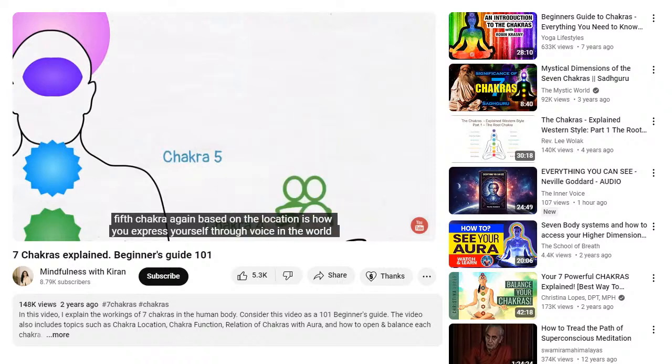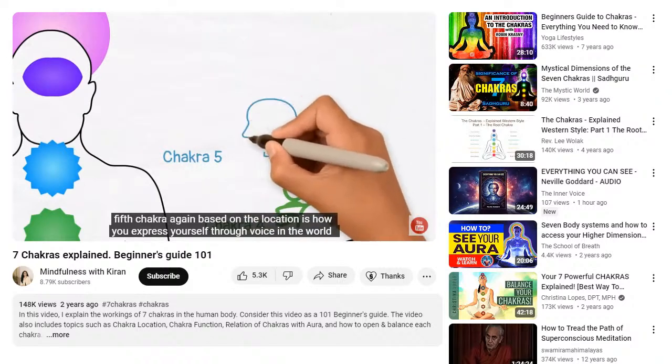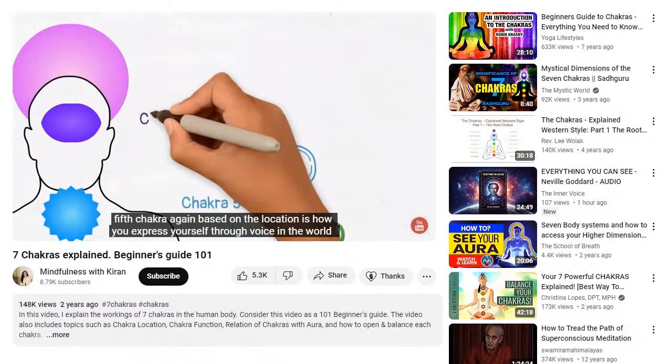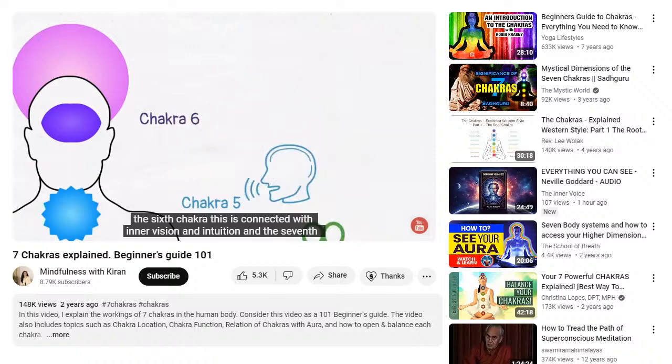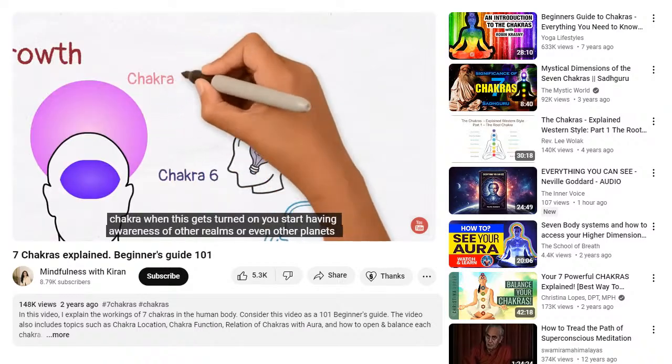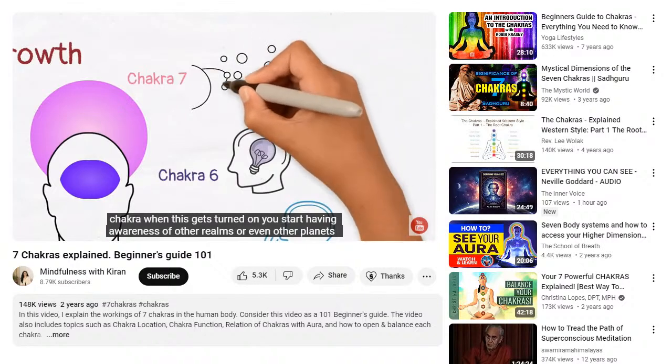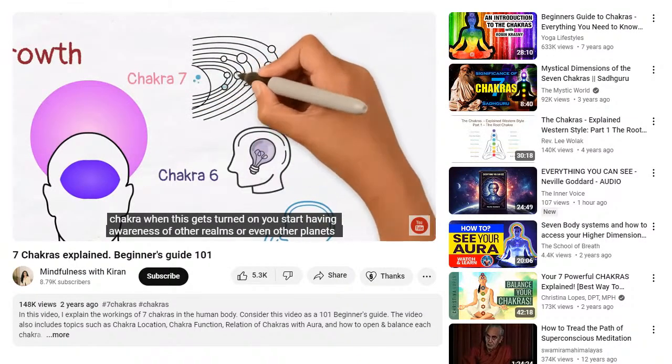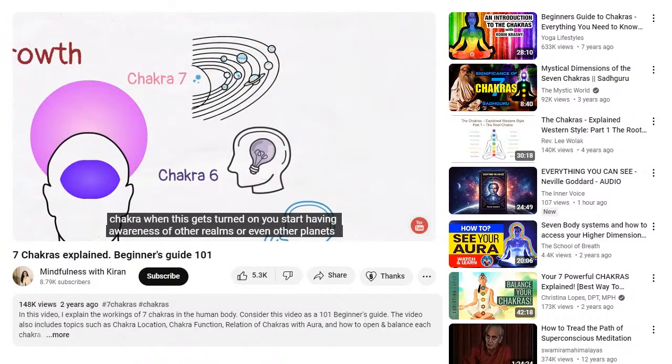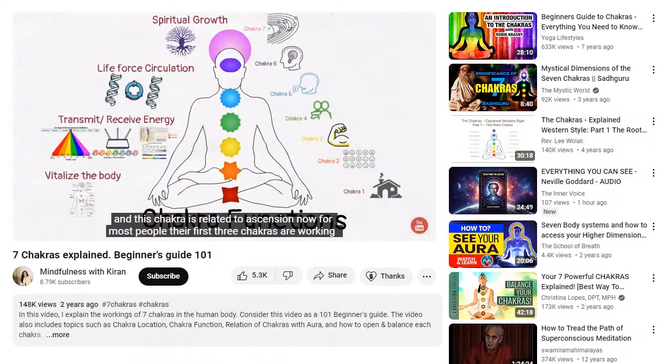Fifth chakra, again based on the location, is how you express yourself through voice in the world. The sixth chakra is connected with inner vision and intuition. And the seventh chakra, when this gets turned on, you start having awareness of other realms or even other planets. And this chakra is related to ascension. Now, for most people, their first 3 chakras are working, while the rest of the chakras are usually dormant.